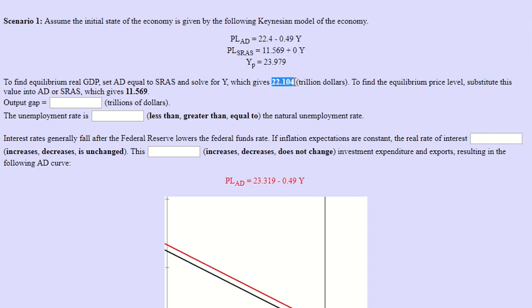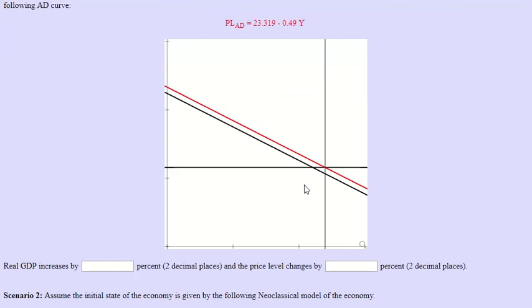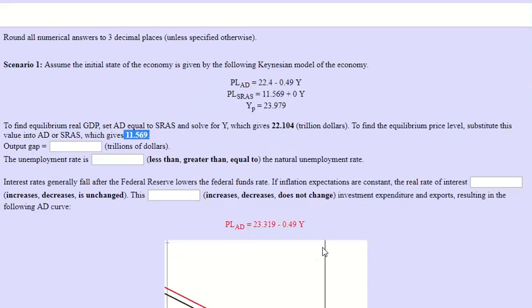So GDP is $22.104 trillion. You take this value and you plug it into the short-run aggregate supply curve, and you get a price level of 11.569 because the slope in the Keynesian model is 0. If I take this value and I plug it into aggregate demand, I'll get the same value, 11.569. Now the output gap, right? We have an output gap here, right? See that? Real GDP is less than potential. So we have an output gap and it's negative.